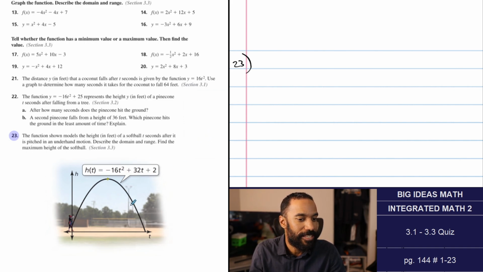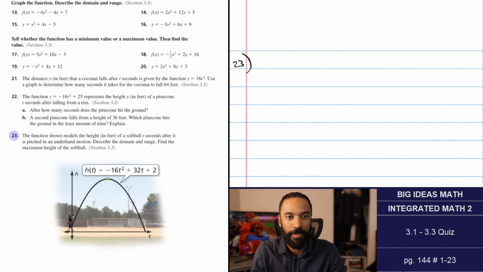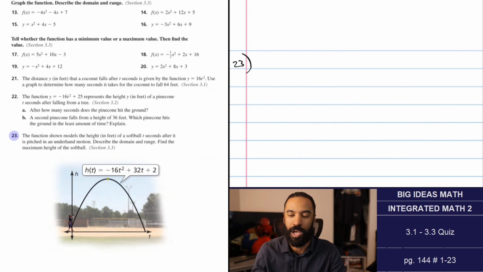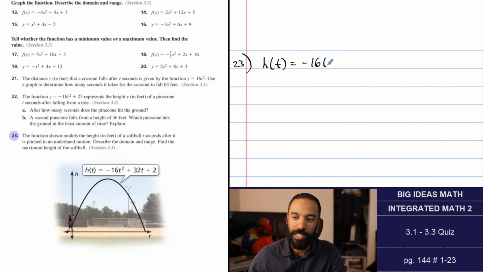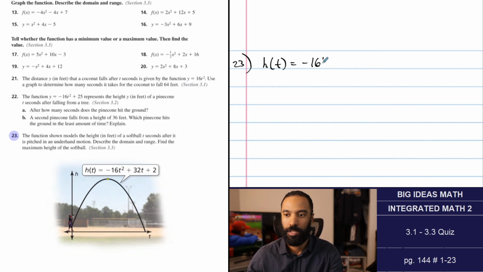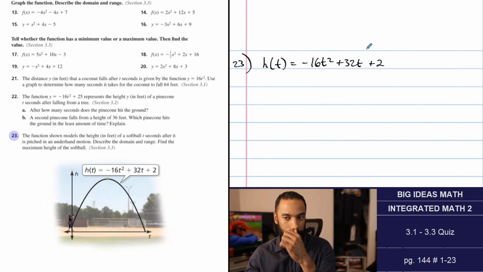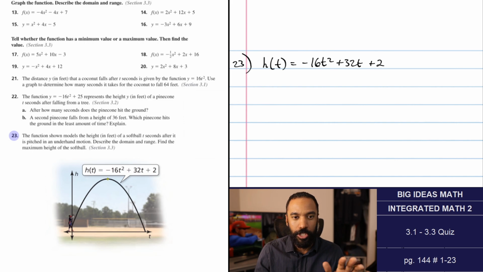Now, I want to remind you guys, this isn't necessarily the ball's arc. It could be, but this is time going by. Keep that in mind. So the height of a softball t seconds after it's pitched in an underhand motion. Describe the domain and range. Find the maximum height of the softball. Okay. So h of t equals negative 16t squared plus 32t plus 2.